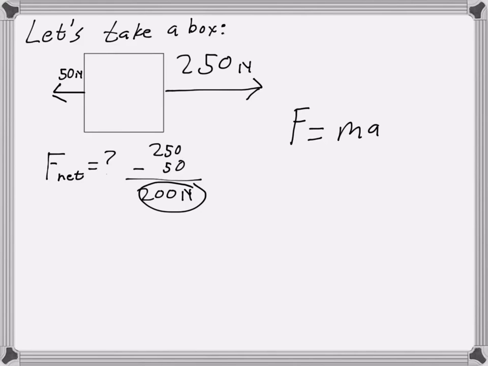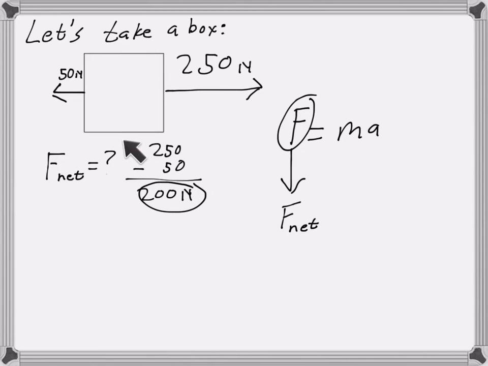So we all know our equation, F equals ma. The question that we have here now is, what can we use this information for? Well, we have the force, we don't have the mass, and we don't have the acceleration. But if we take a look at this equation, F equals ma, we're not really talking about just any force. We're actually talking about net force, okay?